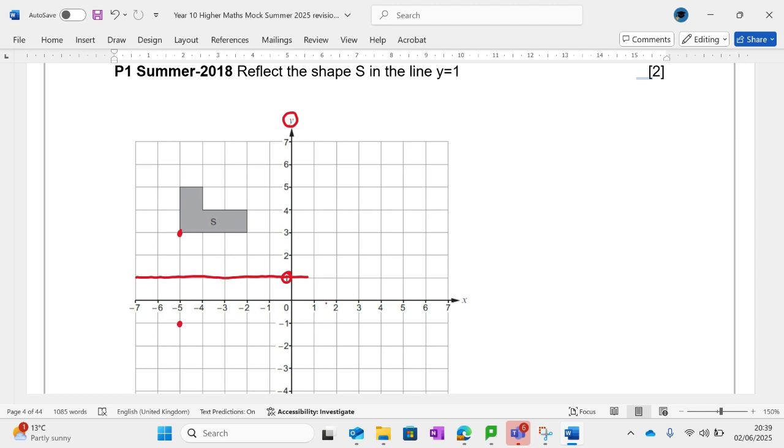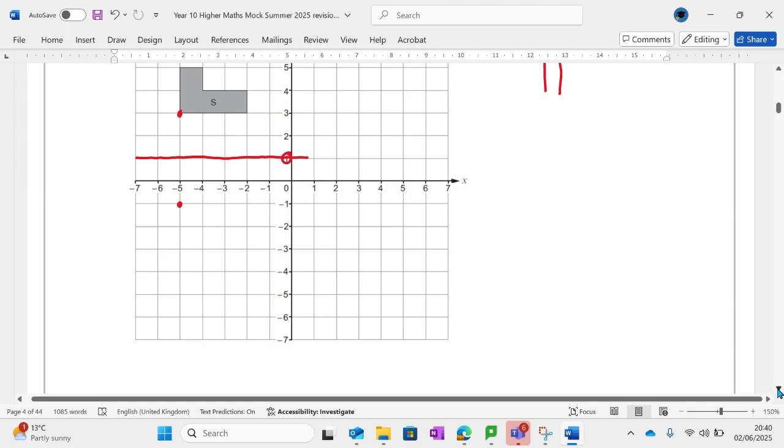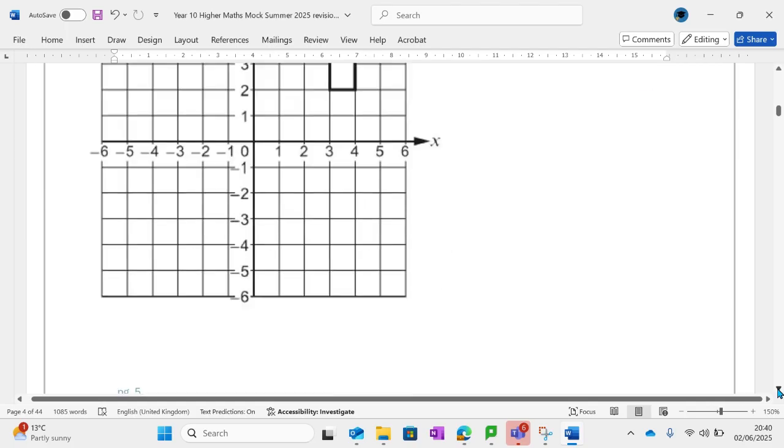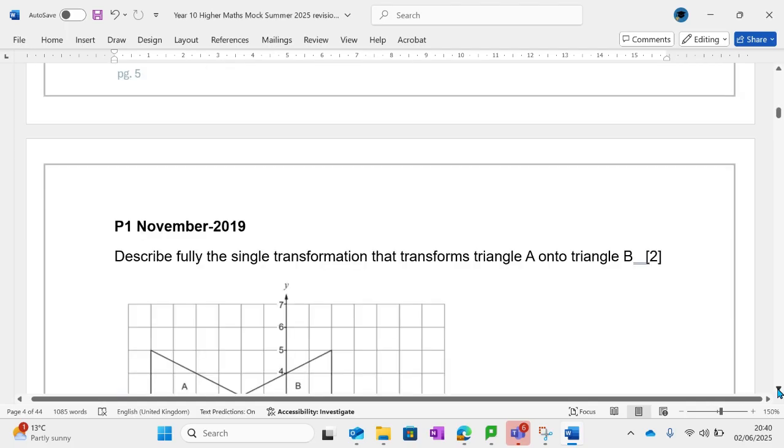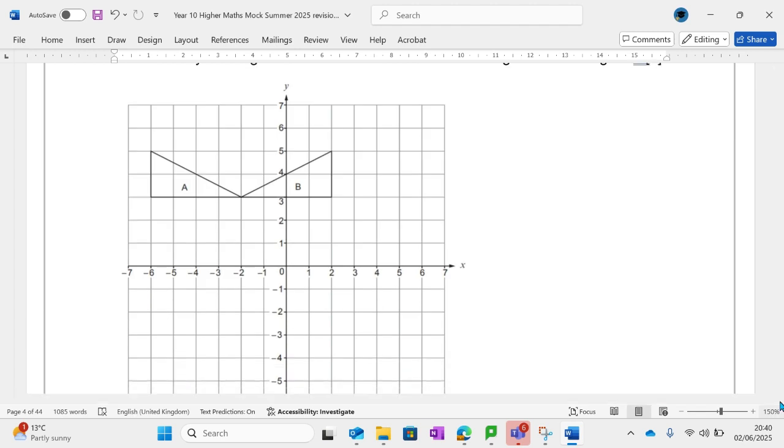Whereas if this was the line, let's just quickly draw it. The line y equals 1 would be that way, whereas a vertical line, that would be x equals 1, would be that way. So a couple of those for you to try on reflection. There's one with x equals 1, which is slightly different. And hopefully that guides you through that.